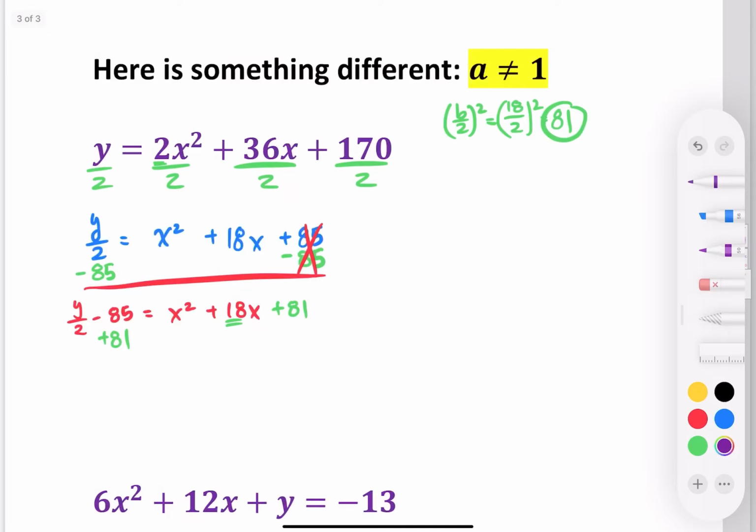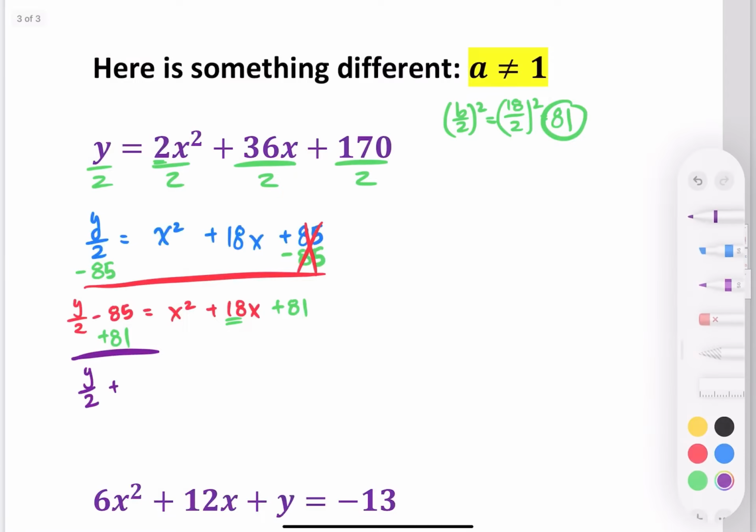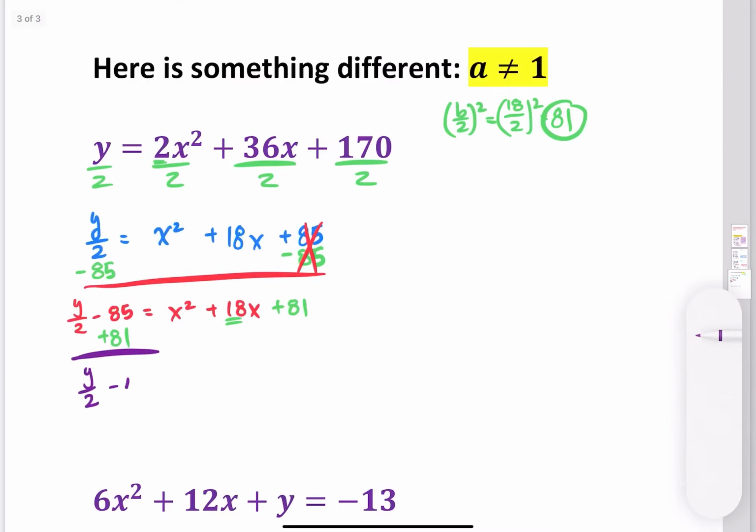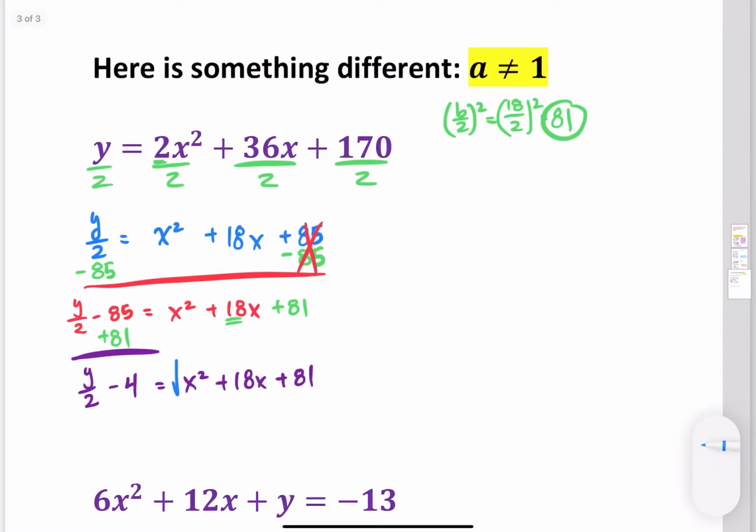And now our equation is going to look like y over 2, not plus, but minus 4. So I'm going to go back a little bit. So minus 4 is now equal to x squared plus 18x plus 81. And now we've got that perfect square trinomial on the right. So now we're going to rewrite that perfect square trinomial in factored form. We'll square root the first term, square root the last term. We'll take the sign in the middle, and we square it. We'll bring down that y over 2 minus 4.